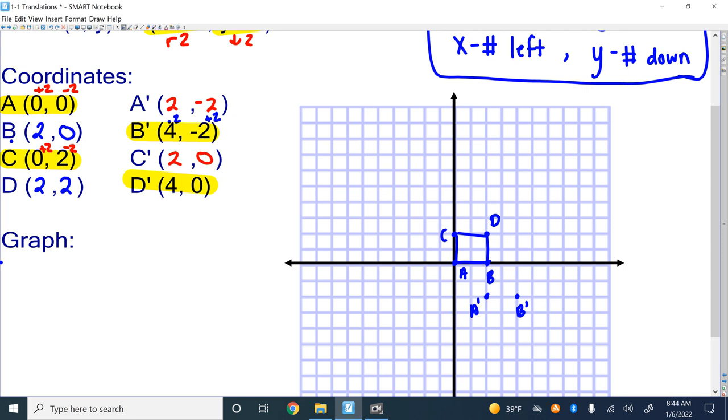Now notice that C prime and B are actually the same point, and that's okay. You might have some points that overlap, but is it still the same shift in the shape? Did the shape slide right 2, down 2? Yeah, so we know that we did it right. That's a good way to double check. If you like to draw the shape first and then write the coordinates later, you can do that. It doesn't matter what order you do these in.